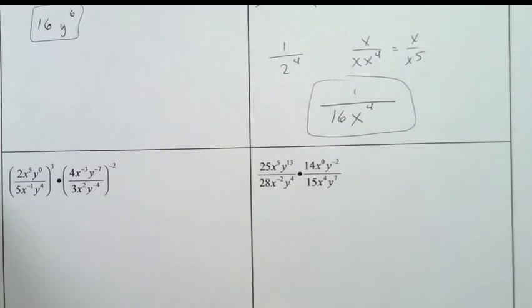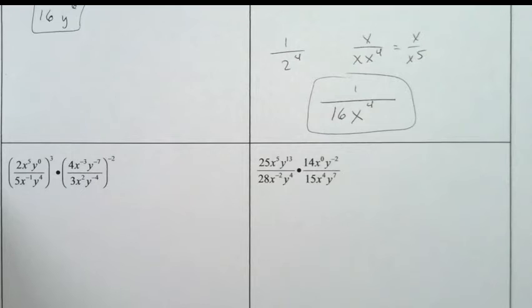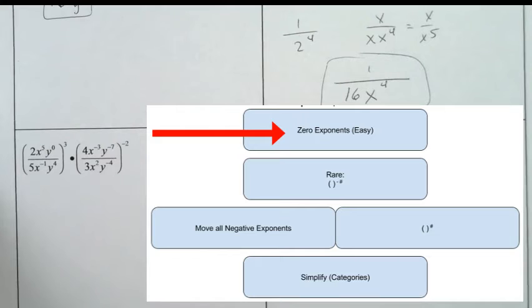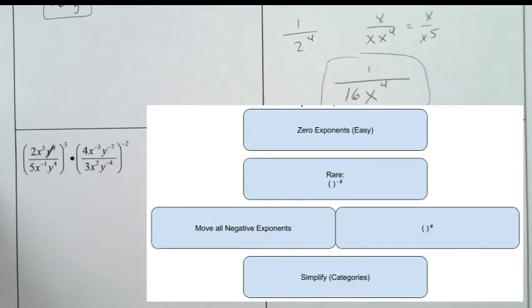Now these last two are really, really tricky. So we're going to need all of our rules. We're going to first look for any 0 exponents, any at all. So it looks like these cancel, and that's it.